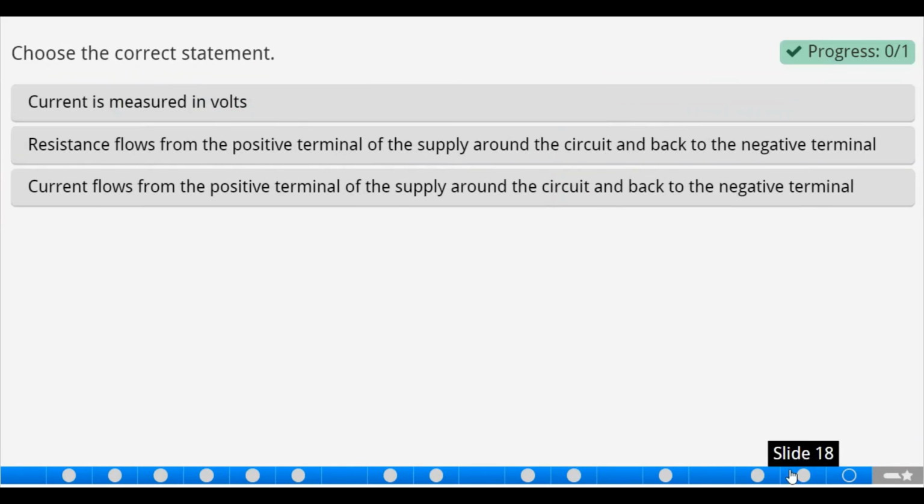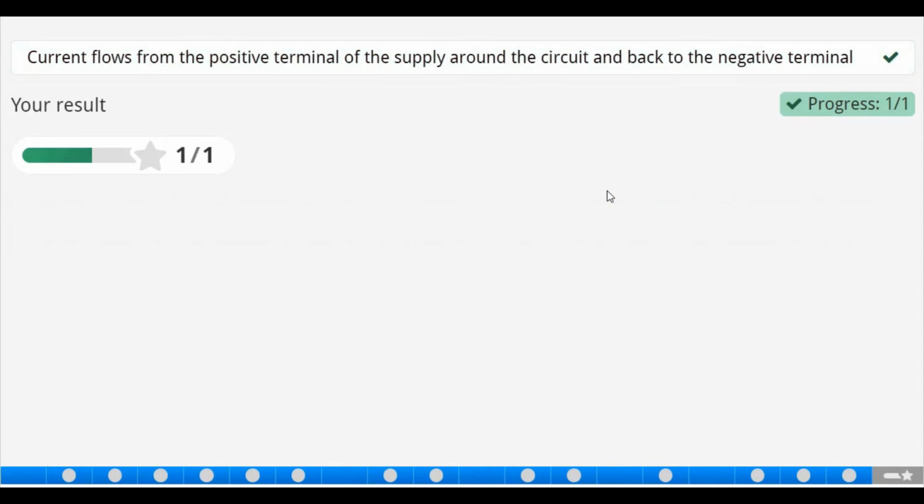And also, for the last one, let's check the best out of these three statements. Current is measured in volts. That is wrong. It is voltage that is measured in volts. Current is measured in amperes. Now, resistance flows from the positive terminal of the supply around the circuit and back to the negative terminal. That is wrong. That is basically current. So let's check this last statement. Current flows from the positive terminal of the supply around the circuit and back to the negative terminal. This statement is fully correct. So we pick it. With this, we've come to the end of this class.